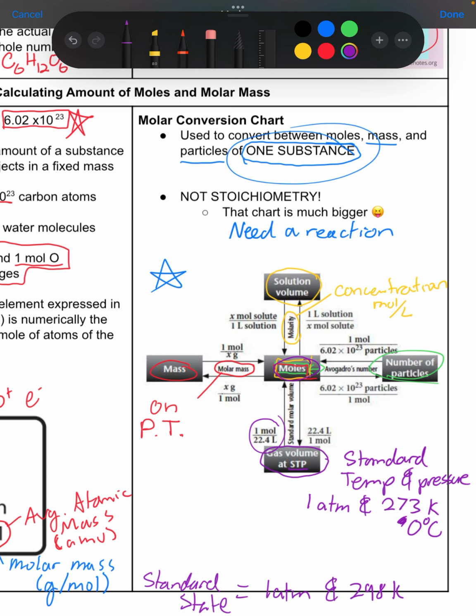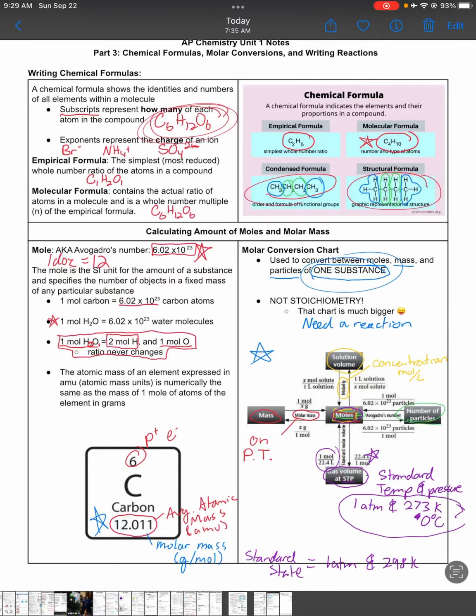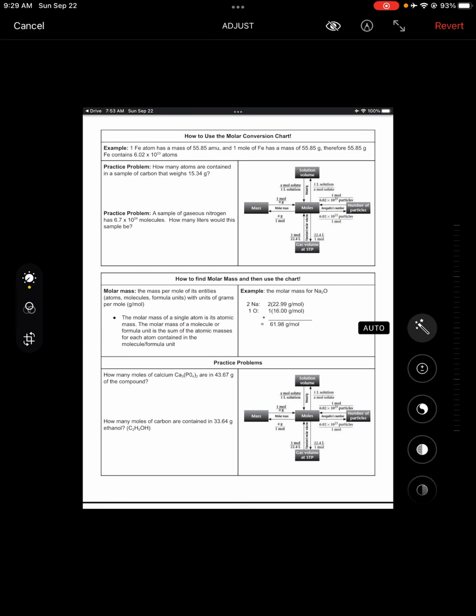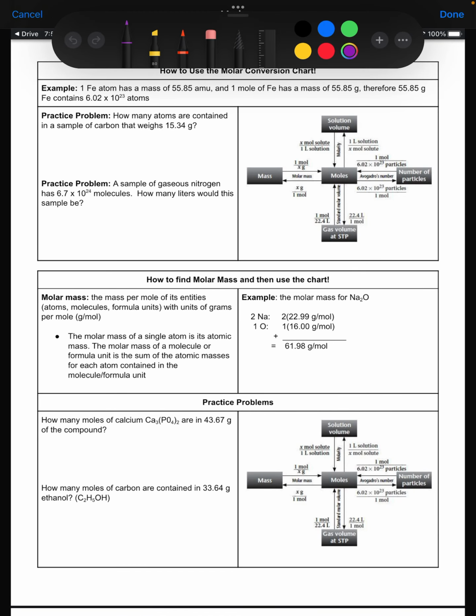So for our calculations, if you are using gas volume, if you're using this molar conversion chart to go into a gas volume, we are going to assume, unless we are told differently, that our experiment is happening at STP, specifically so that we can use that equivalency. All right, so let's move on into actually learning how to use this in practice. How to use the molar conversion chart.